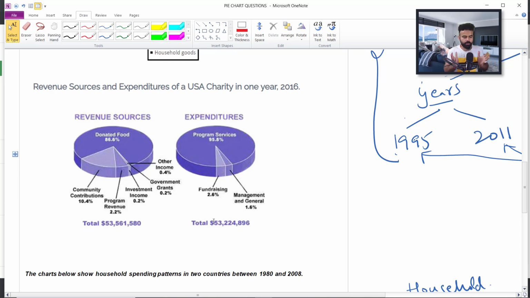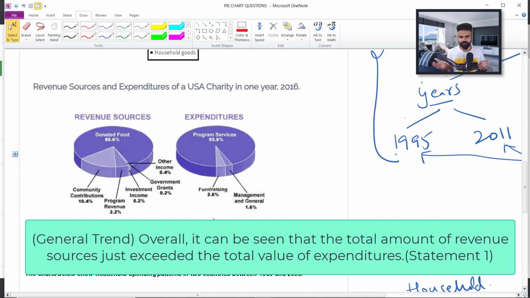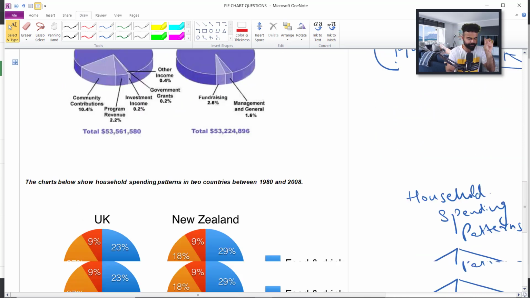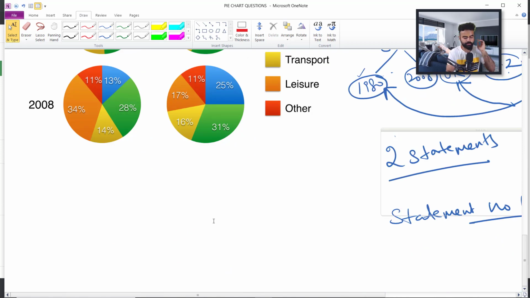Okay, overall it can be seen that total value of revenue sources just exceeded the expenditures. You see, you are considering all these elements and these two pie charts, and then you have to write one generalized statement. Okay, so this was about statement number 1.